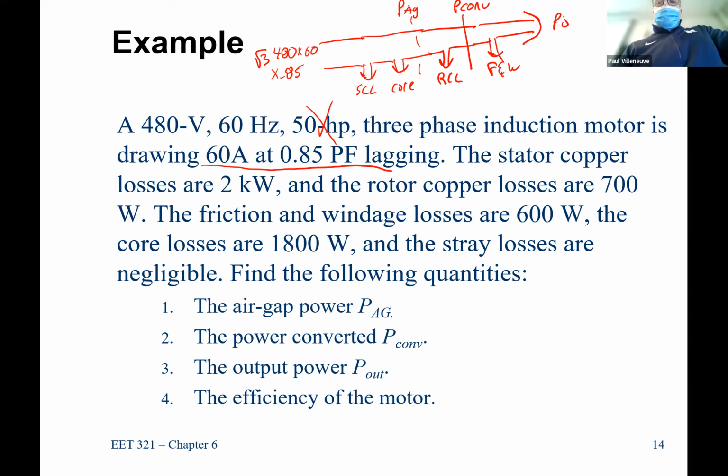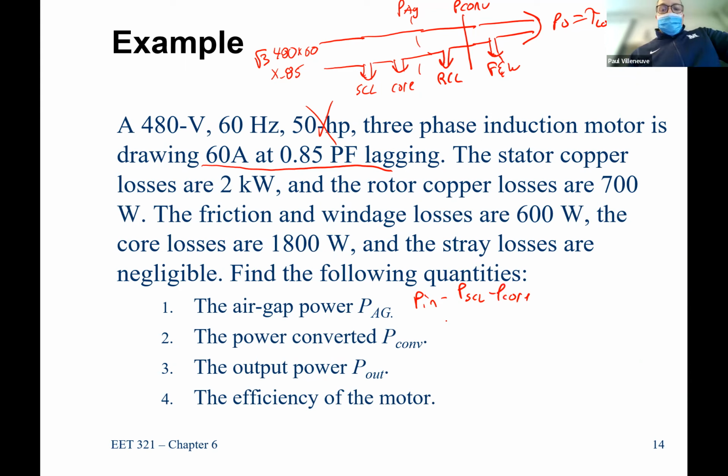And then this is my output power, which is my load torque times omega sub n. So the air gap power just, yes, sir. You might have stray losses at the end, but on this one it's 0, so we just left it that way. Yep. So my air gap power is my input power minus stator copper losses and core losses.